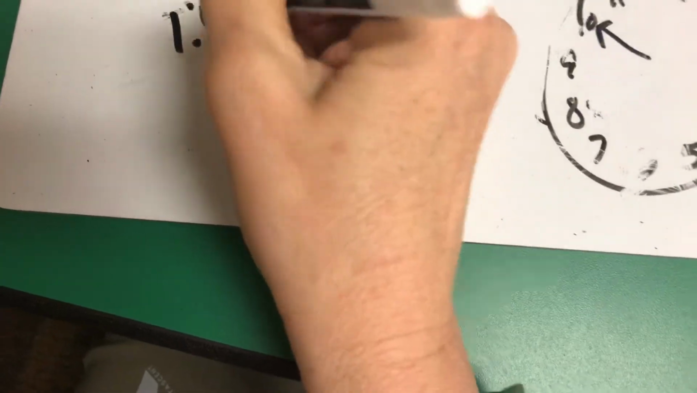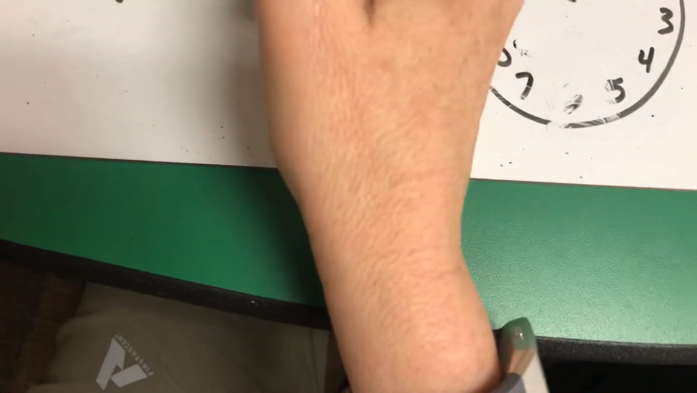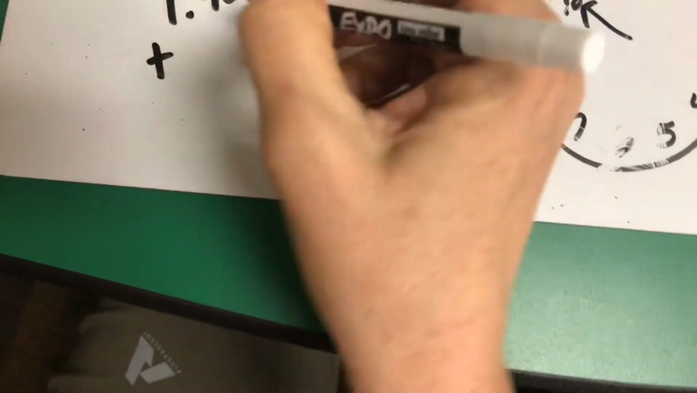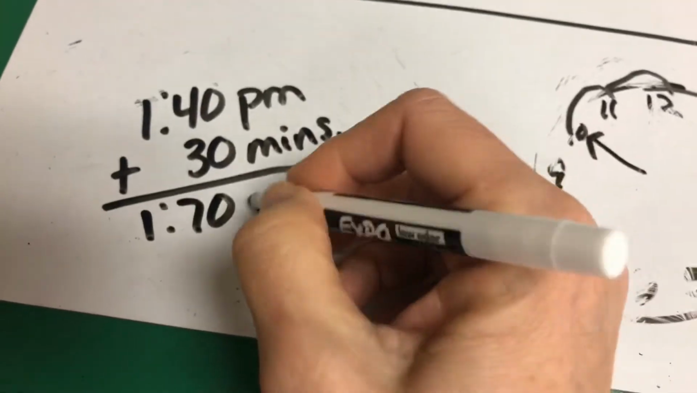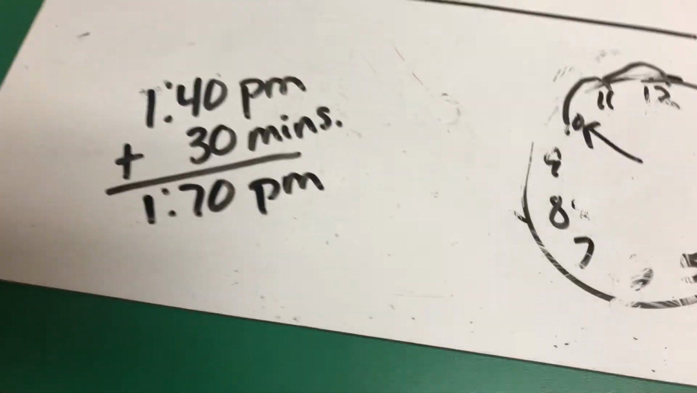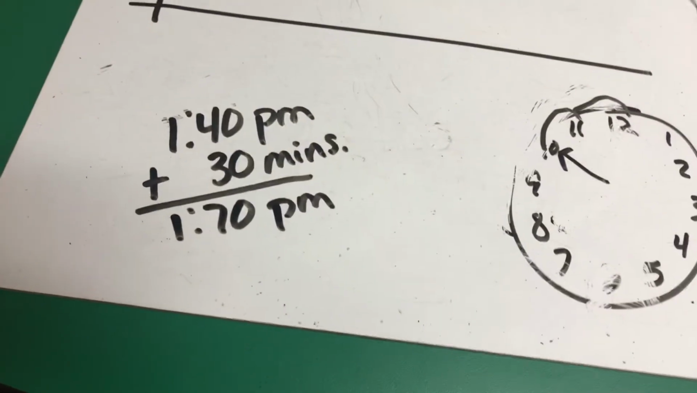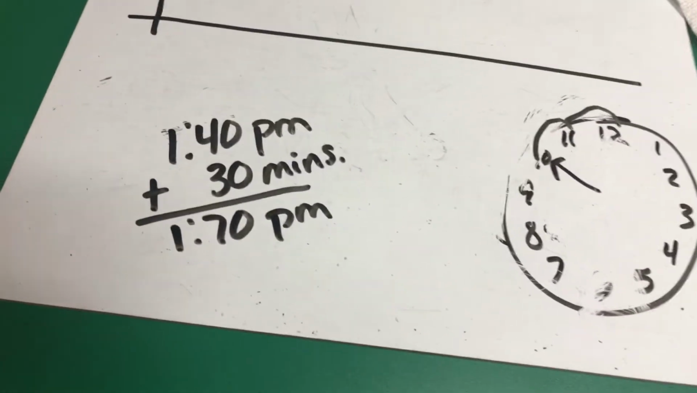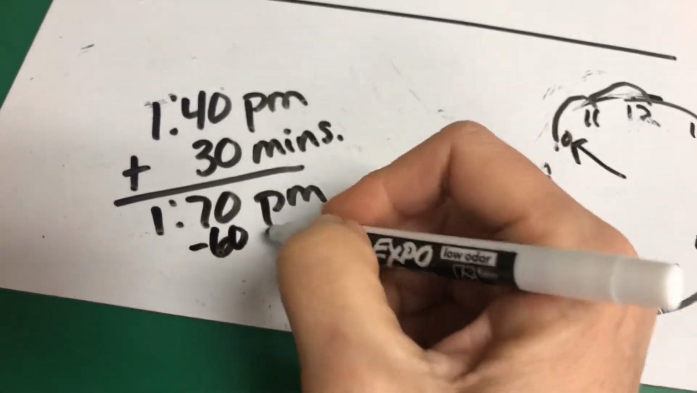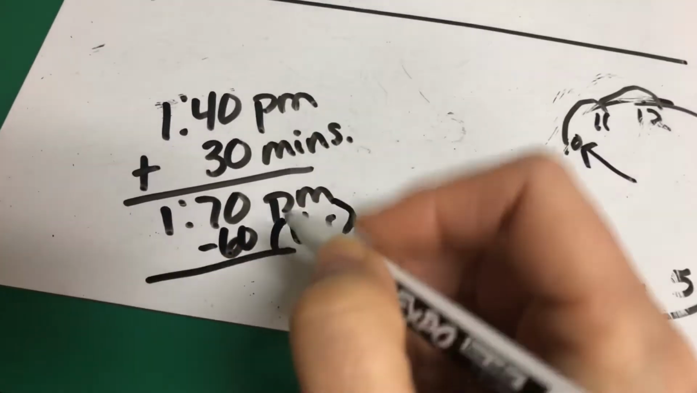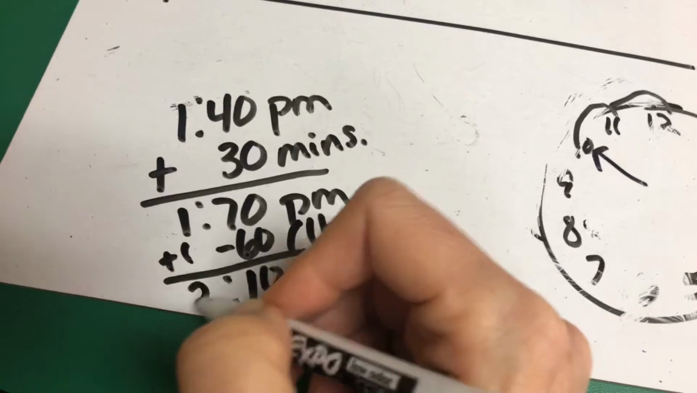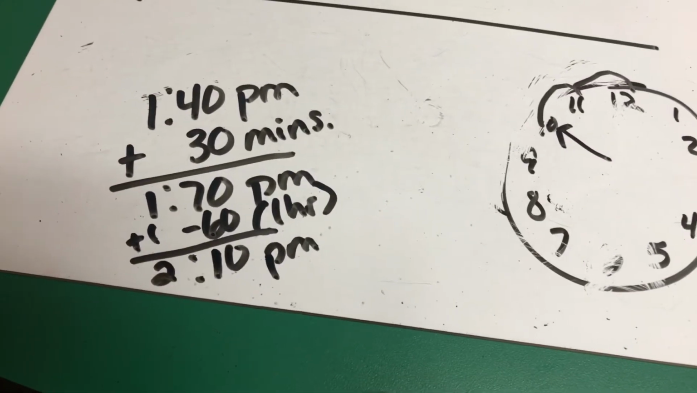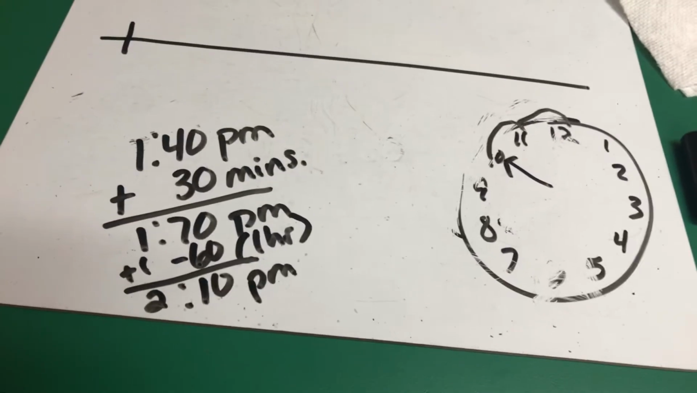What if I have 1:40 p.m. and I want to add 30 minutes? I'm going to take a 30-minute break maybe. What would that be? Well, adding quickly and easily through, that would give me 1:70 p.m. Well, I can't do 1:70 p.m. There is no such thing, okay? So, if I take off my 60 minutes, which equals 1 hour, 70 minus 60 is 10, add my hour to 2:10 p.m.